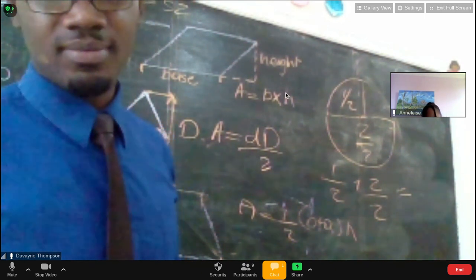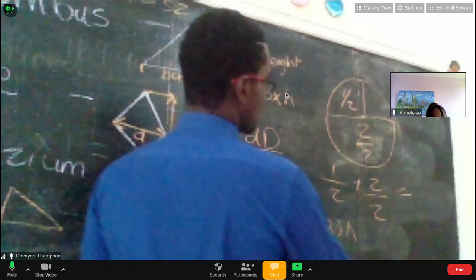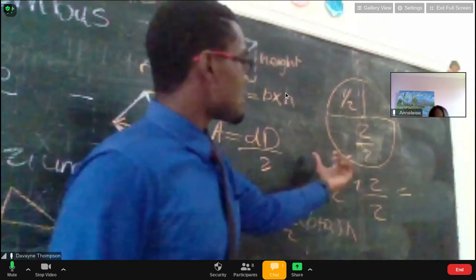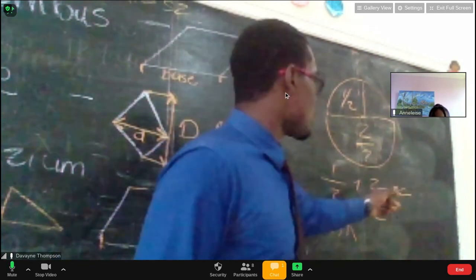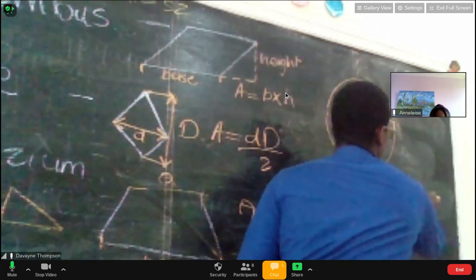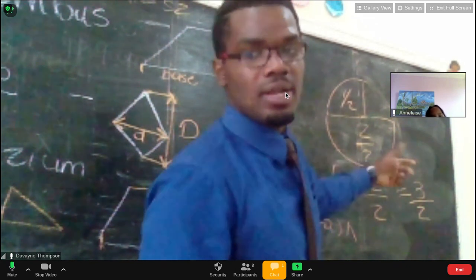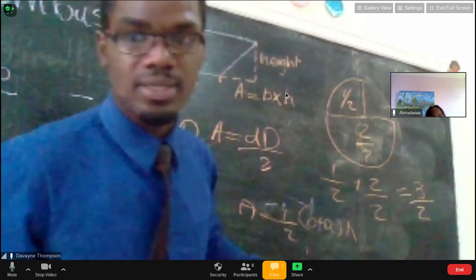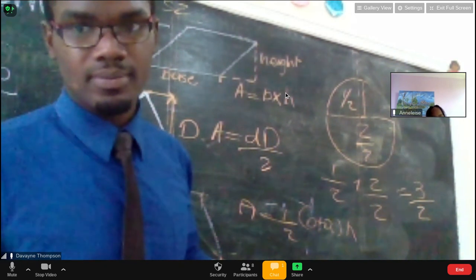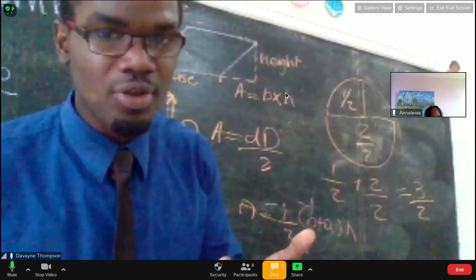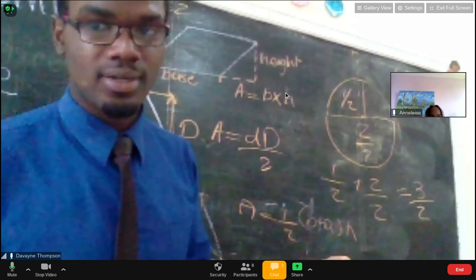Isn't it 3 over 2? Because I have the same denominator, I can just add the numerators and I'm going to say 2 plus 1 is 3. So therefore, the formula to find the length of this arc, Annalise, is going to be 3 over 2 times what? What is it? 3 over 2 times pi r, right?